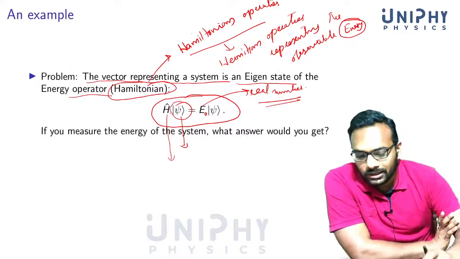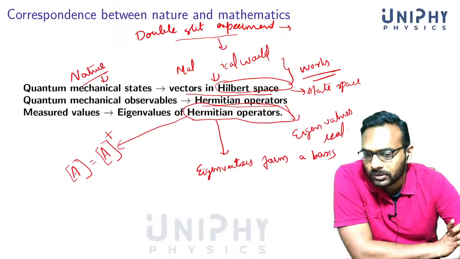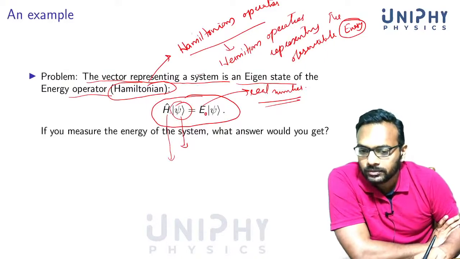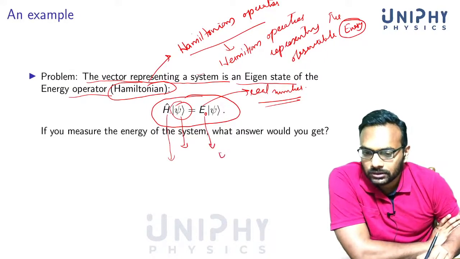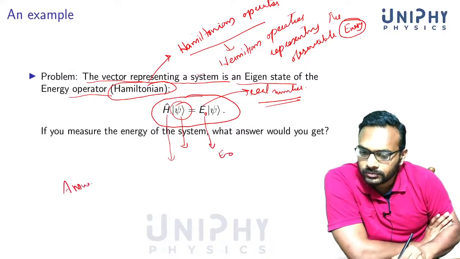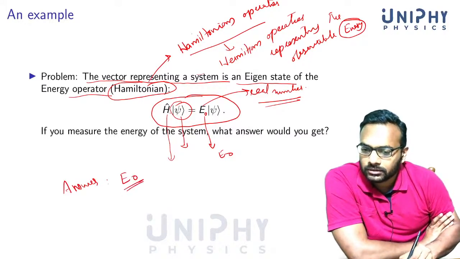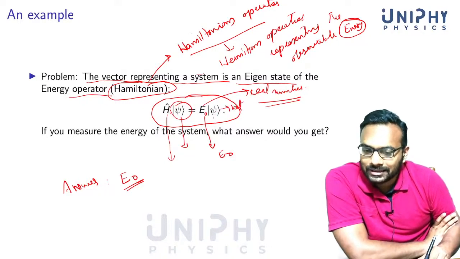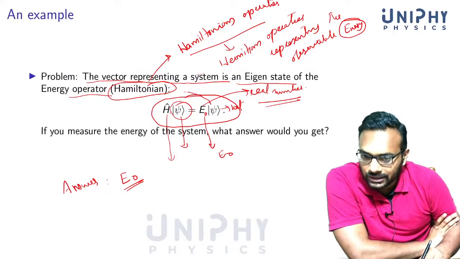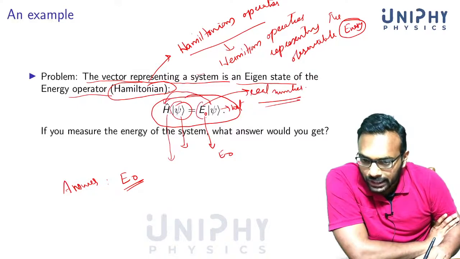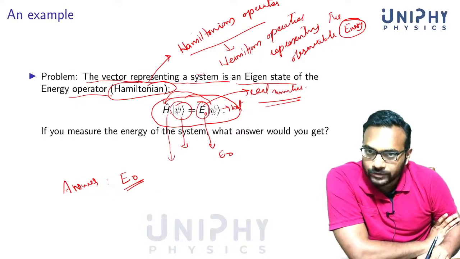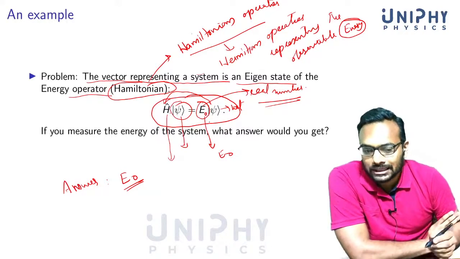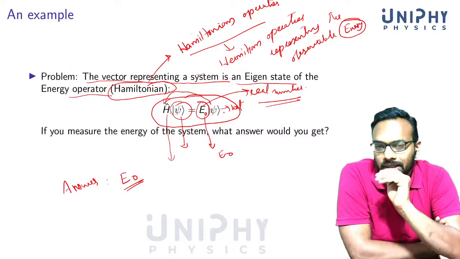Right? And we go back to our postulates. We said that the measured values are eigenvalues. Okay, so obviously the answer here would be E0. Because this ket psi is an eigenvector of the Hamiltonian corresponding to the eigenvalue E0. So if you measure the energy of this state, you will get E0. Whatever this eigenvalue is, this is a real number. That's the answer that you will get. All right. So this part is simple, no problem there.